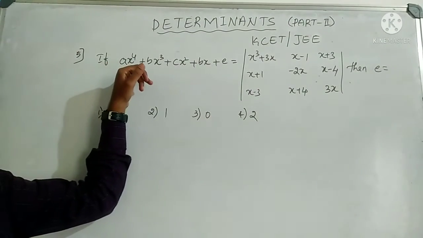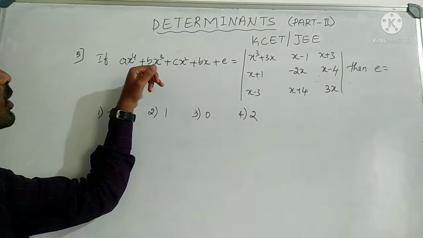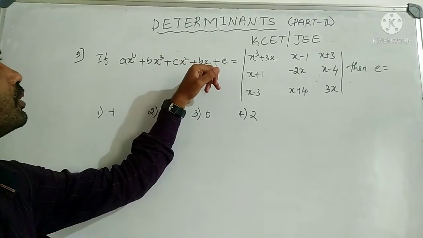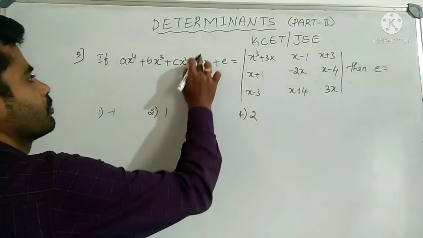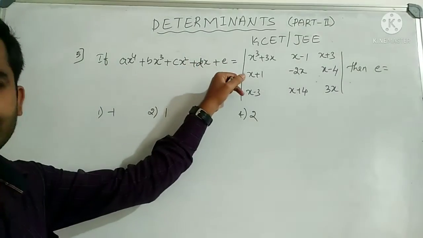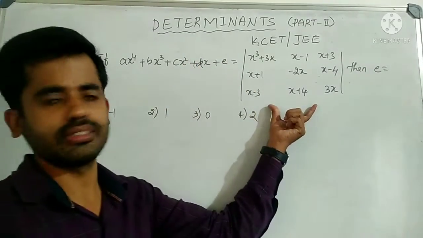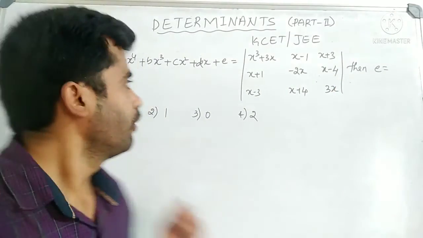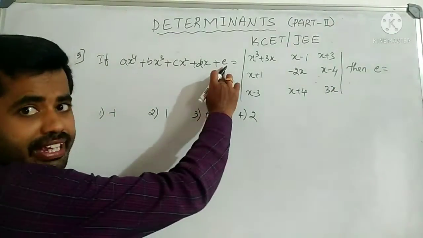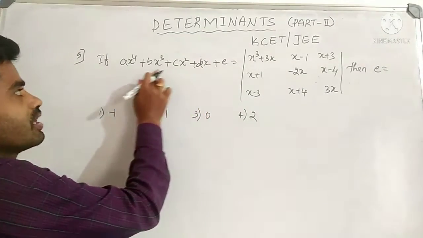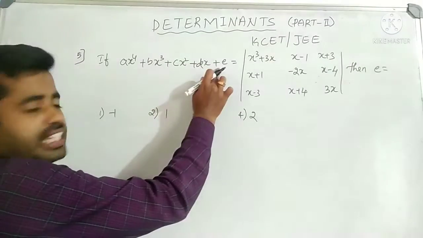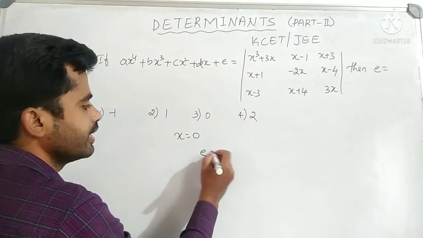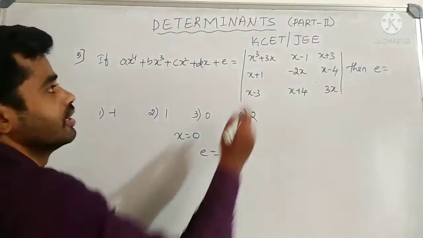If a x to the power of 4 plus b x to the power of 3 plus c x square plus d x plus e is equal to this determinant, then what is the e value? When I want this e value, I make all these terms become 0. Then what should I take? x is equal to 0, then you will get e.